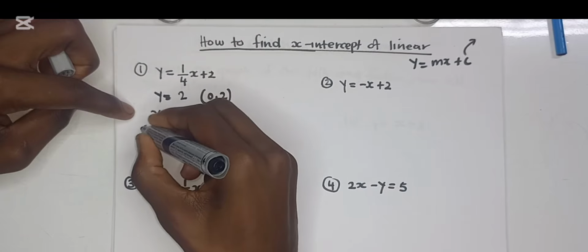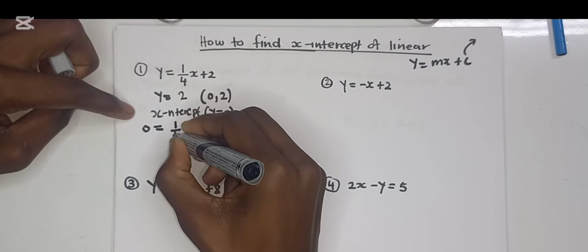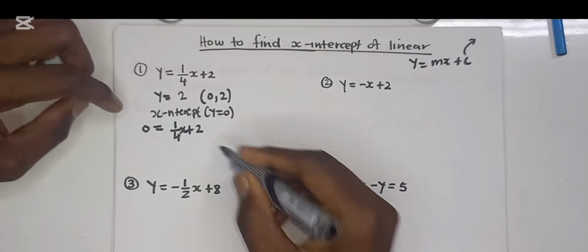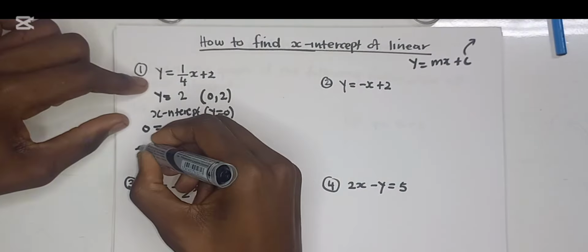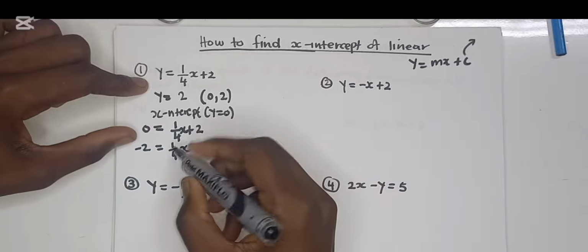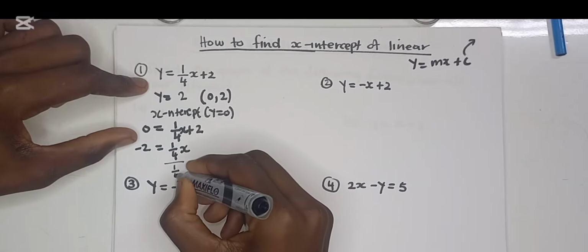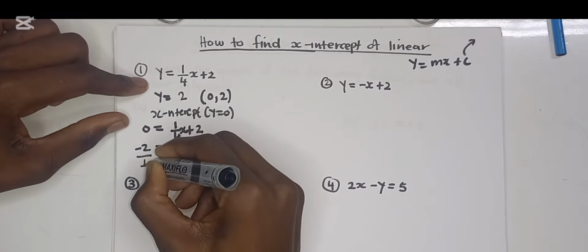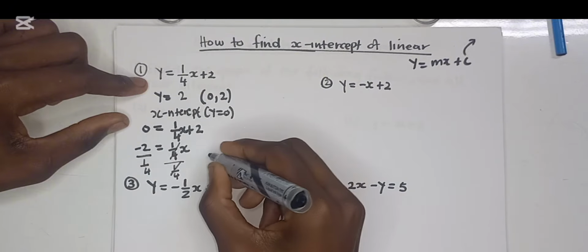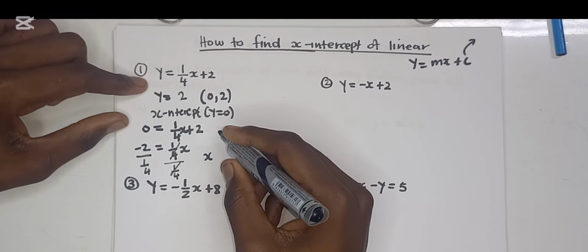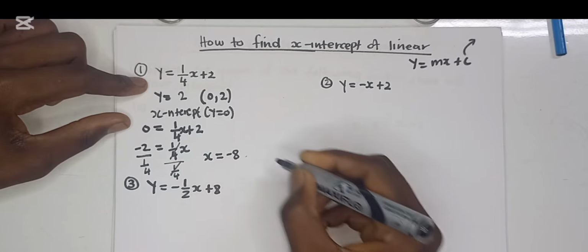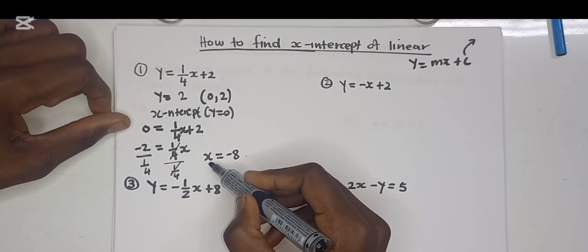We put 0 equals 1 over 4 x plus 2. Then we take this 2 to the other side, which is negative 2, equal to 1 over 4 x. And we divide both sides by 1 over 4, so this cancels this, and if you work this in your calculator, you're going to get negative 8.